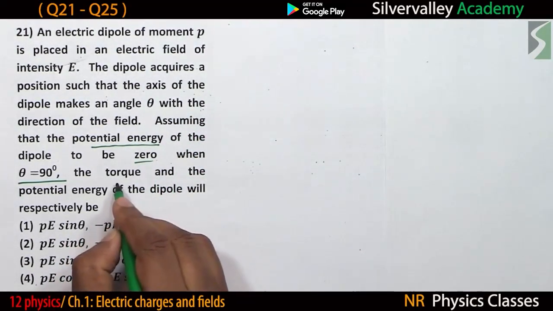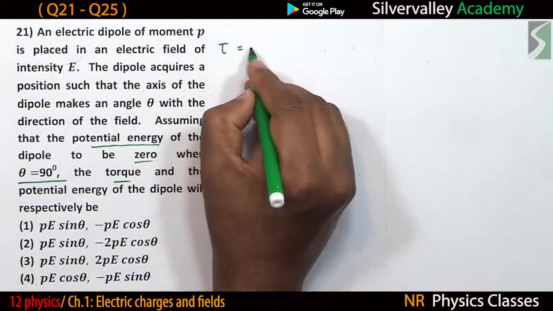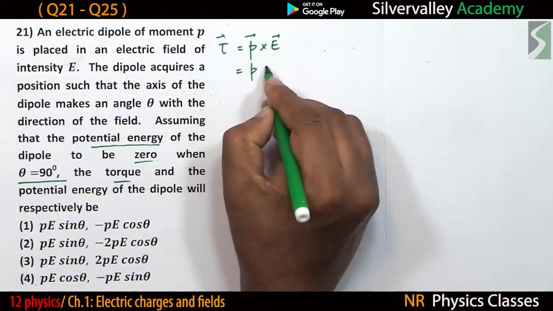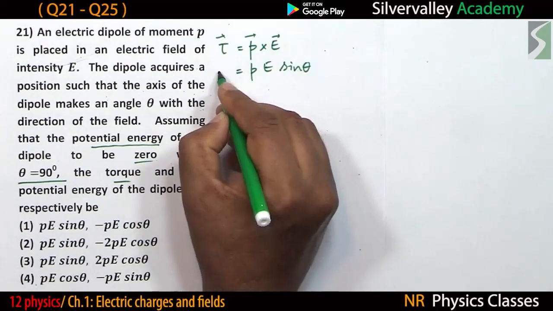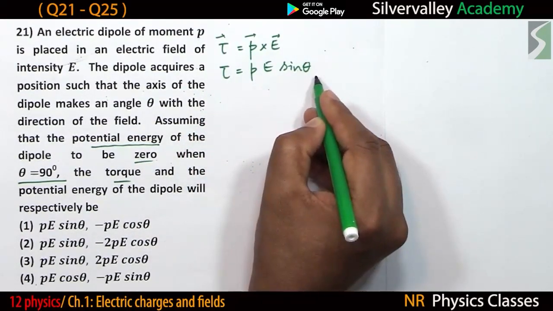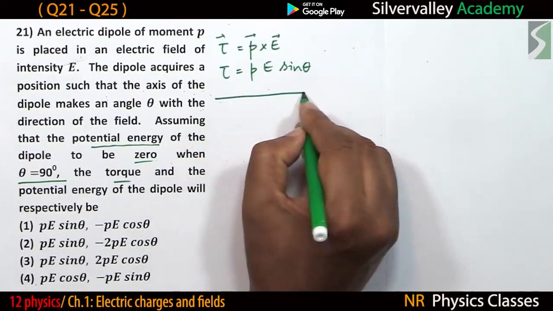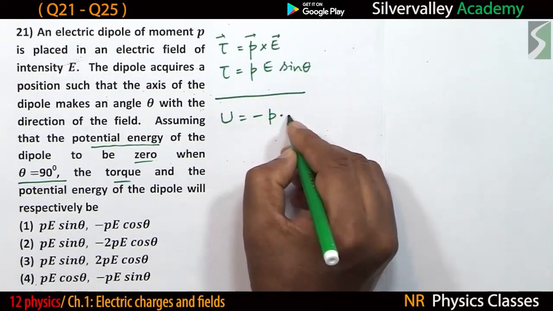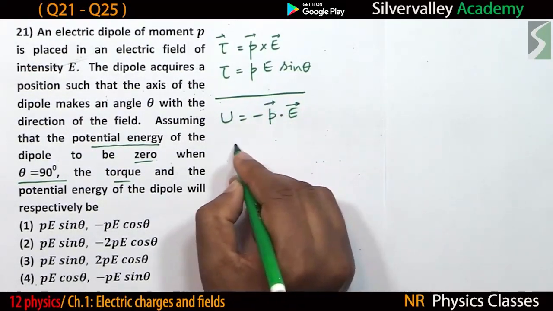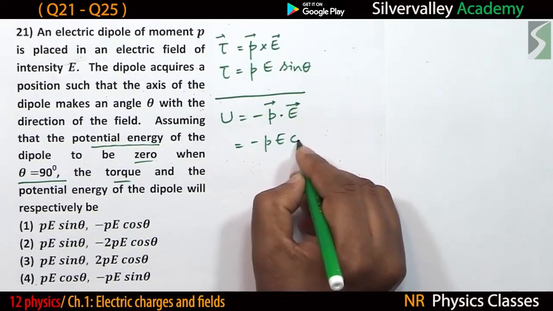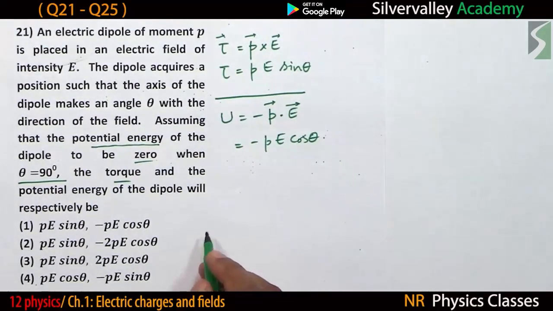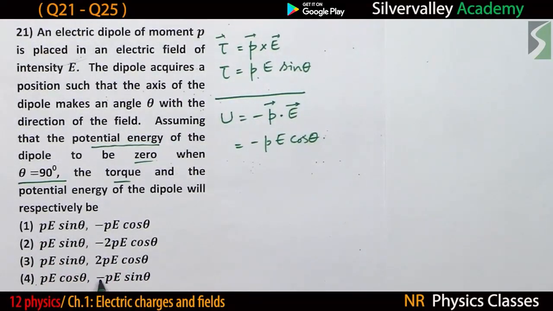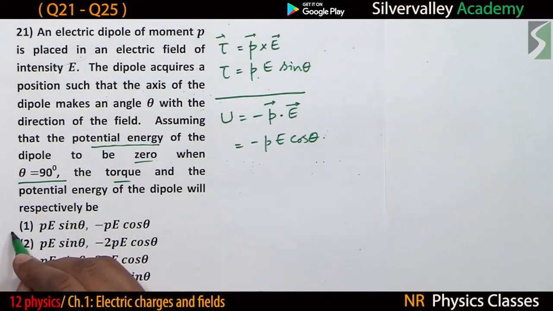First we have to find torque. Torque is P cross E, equal to PE sin theta. Magnitude of torque is PE sin theta. No issues. Potential energy is given by minus P dot E, so minus PE cos theta. So first is PE sin theta, second is minus PE cos theta. So first.